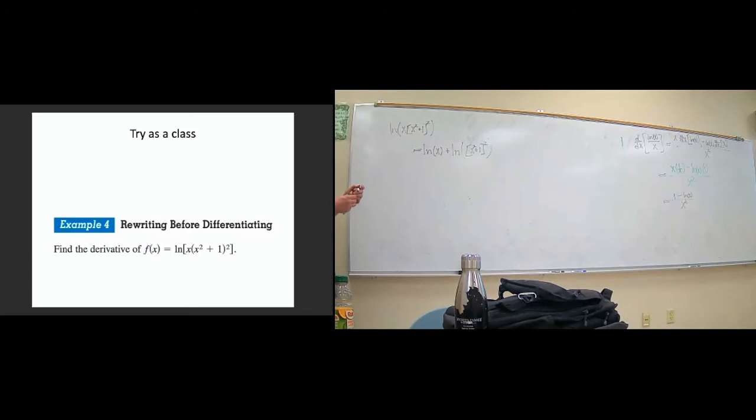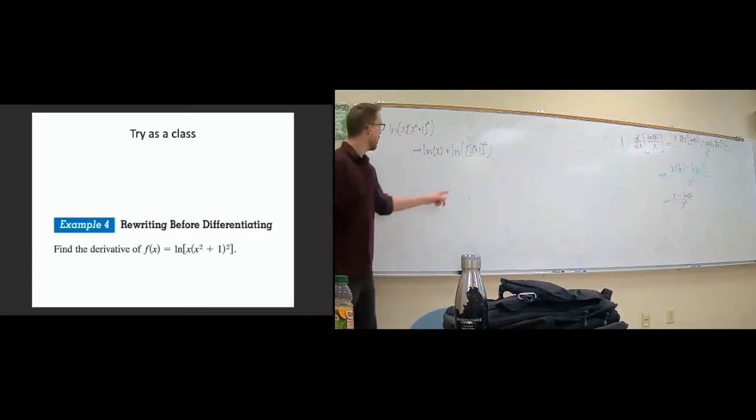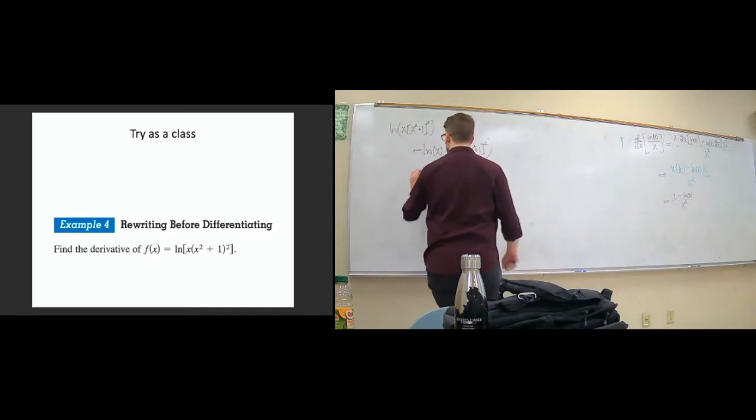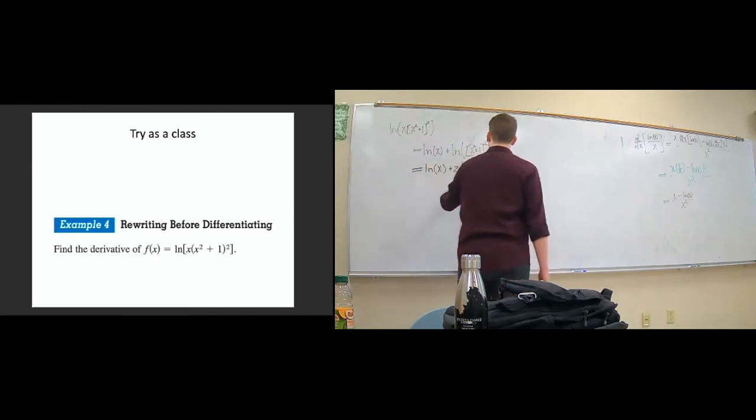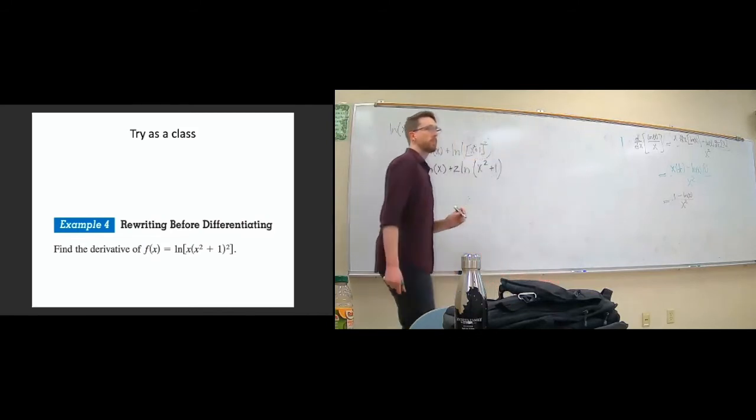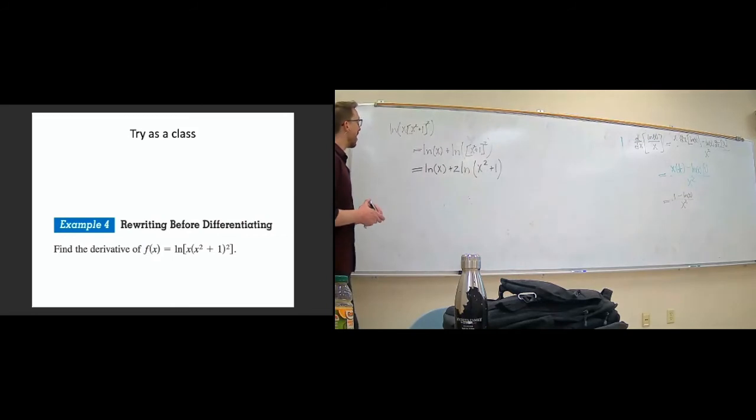Then from here, I can take advantage of the third property and bring down that power. Taking advantage of that third property, we're going to get the ln of x plus 2 times the ln of x squared plus 1. Now we can apply the derivative pretty quickly and easily to this.